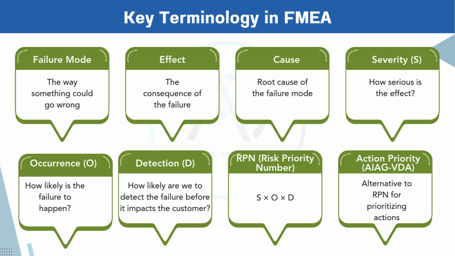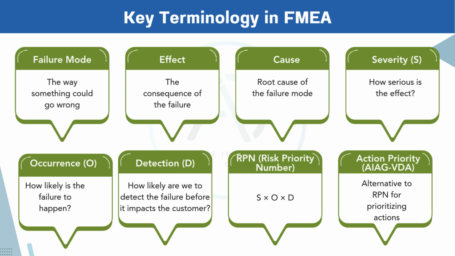4. Severity, S. This tells us how serious the effect of the failure is. It's scored typically on a scale from 1, least severe, to 10, most severe. 5. Occurrence, O. This measures how likely the failure is to happen. Again, it's rated on a scale, where higher numbers indicate more frequent failures.